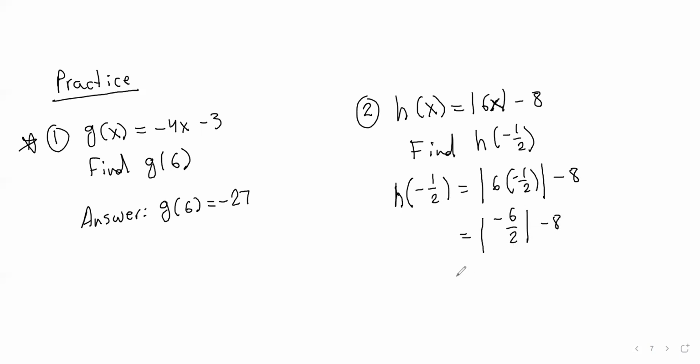Minus 6 over 2 is a minus 3. So this is the absolute value of minus 3 minus 8. By the definition of the absolute value, any negative number is converted to its positive. So the absolute value of minus 3 is a positive 3. So this becomes 3 minus 8, and 3 minus 8 is a negative 5. So for number 2, your answer should be h of minus 1/2 is a negative 5.